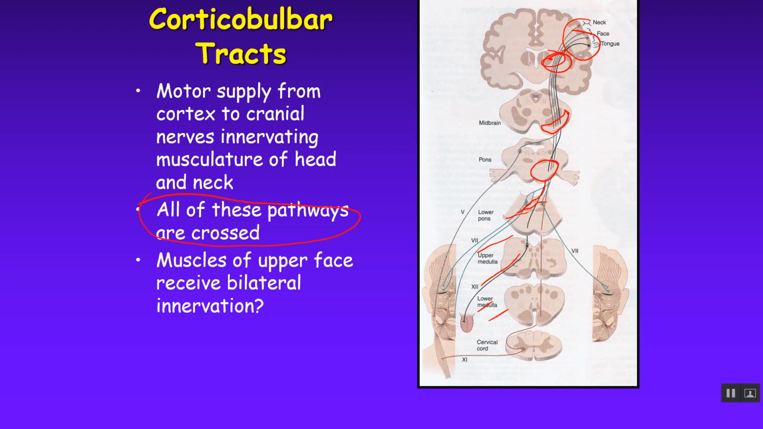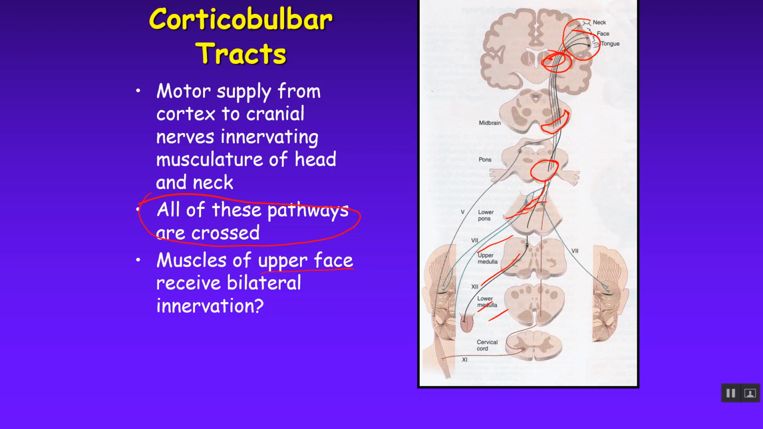There is a little exception to this. There's actually a little more bilateral connection to just the muscles of your upper face. The upper portion of the facial nerve nucleus actually happens to have a little more bilateral innervation. So stroke patients or patients with a tumor in one side of their brain might have the right side of their face droopy, like their tongue is weak on this side, their eye is weak on this side, but their upper forehead has pretty normal function.